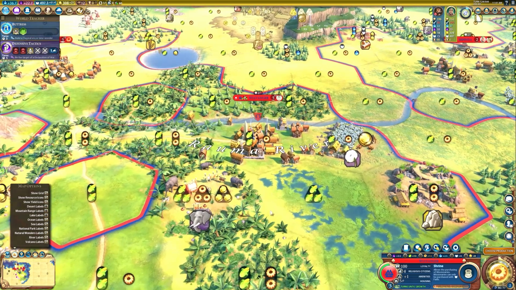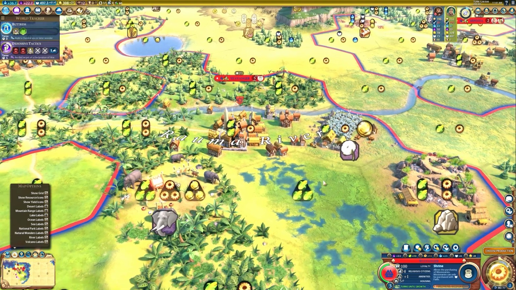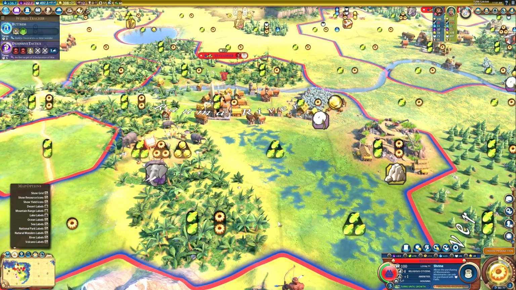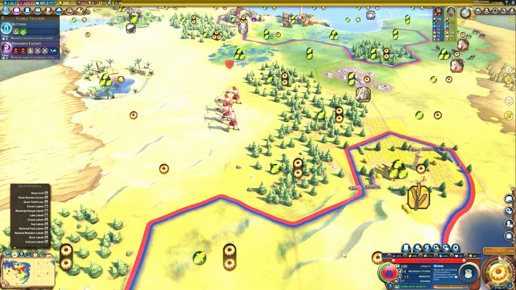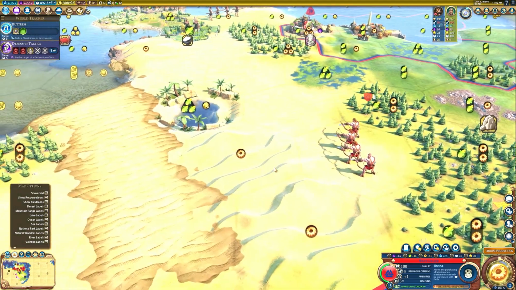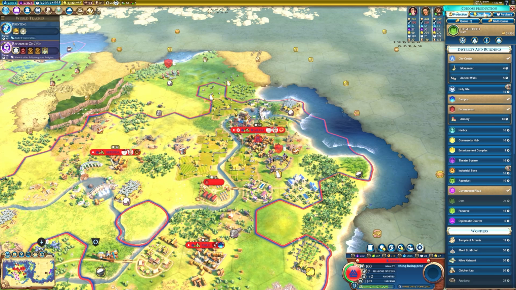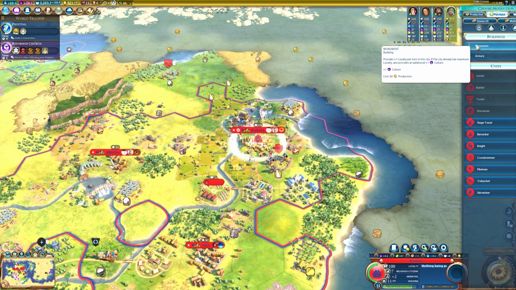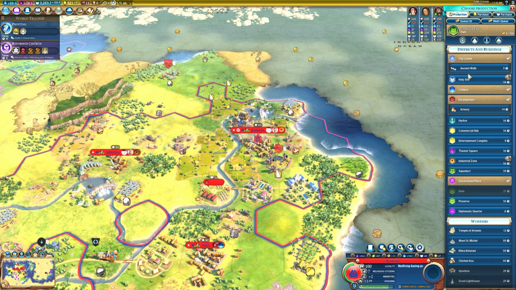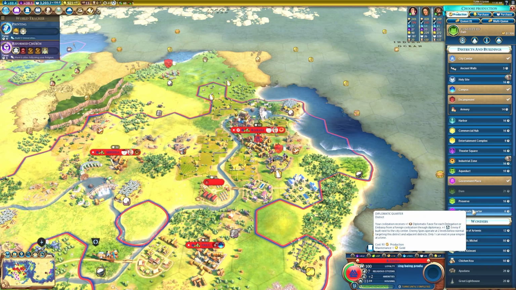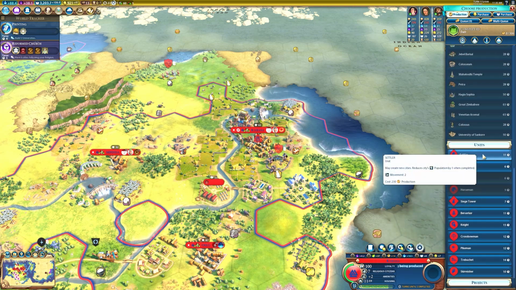Let's start by talking about gold and production. We're going to talk about these together. They both have one main purpose, which is to build stuff that you want. Anything can be built over time with production. This is the base way that new units, districts, buildings, and projects get completed in your cities, especially at the start of the game. Gold allows you to buy many of these things immediately, but there are a few differences between the two that are important to understand.